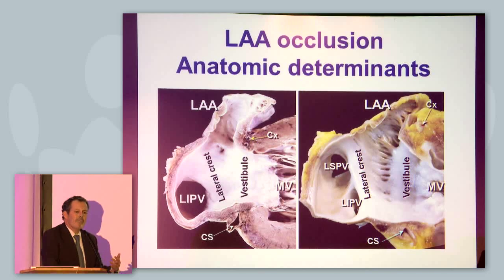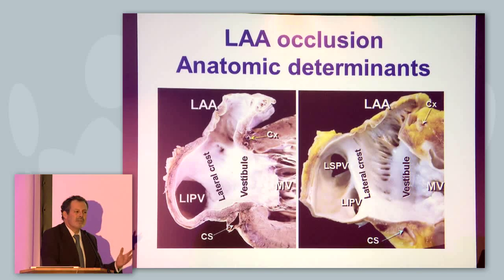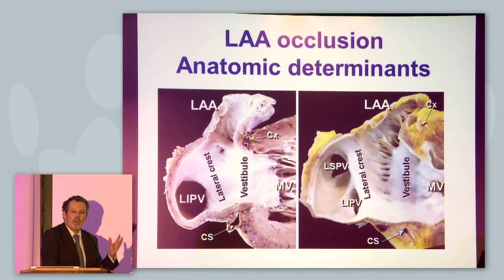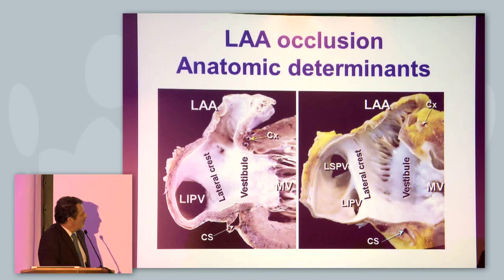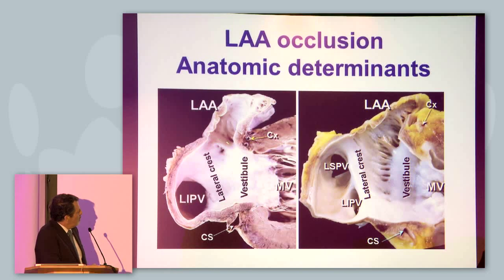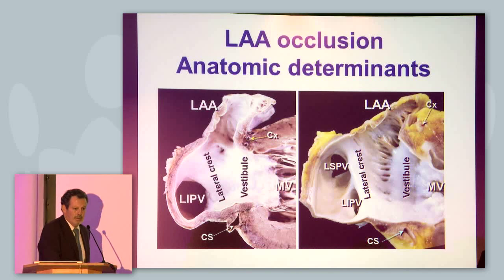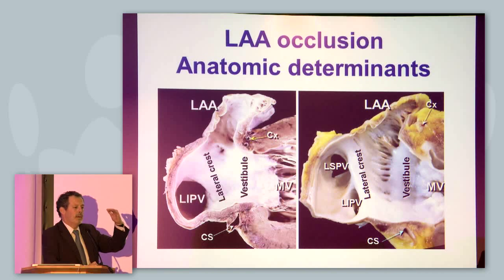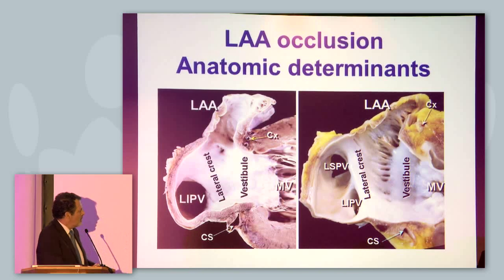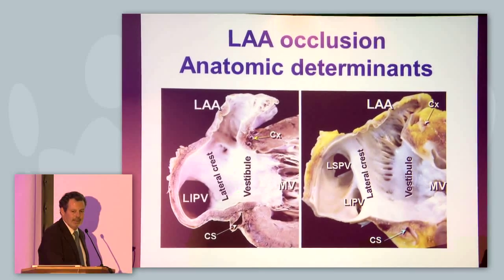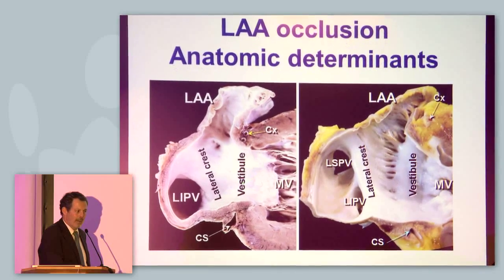What are, in our opinion, the anatomic determinants that we should take into account when we are approaching this area of the left lateral wall of the left atrium? We need to recognize, first, the anatomic relation of the orifice of the left atrial appendage with the pulmonary veins. Sometimes it's superior, sometimes it's more inferior, and sometimes it's at the level of the left pulmonary vein. Second, we need to recognize the presence of this lateral crest, the posterolateral crest of the left atrium.